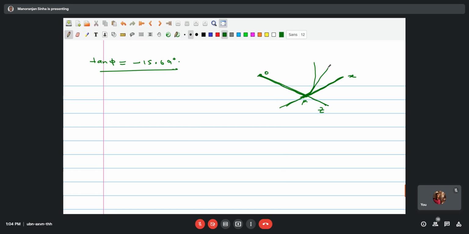In this case, this velocity vector makes this angle phi. Because the plane is inclined, we have to consider it in the inclined plane. This is 30 degrees. In the inclined plane, this vector and this vector are perpendicular to each other, so this becomes the tangent direction. From the tangent direction we measure this phi, where phi is minus 15.69 degrees. That means the velocity vector is going inside. This is VA prime. Along this, we have VA.